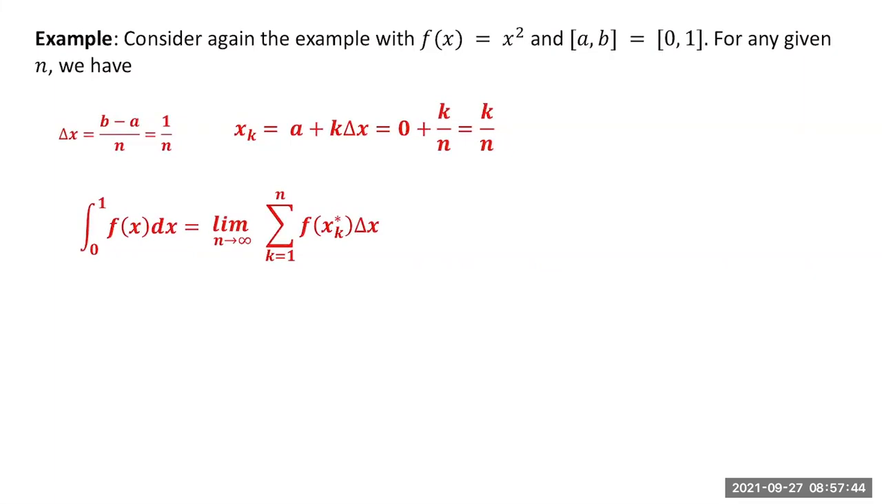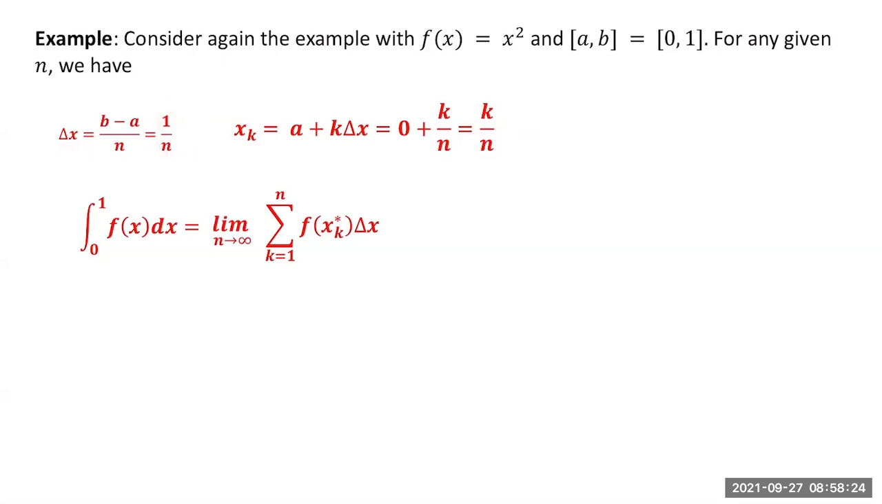For any given n, we know that delta x is always b minus a over n. Your b is 1 in this case, and a is 0, so b minus a is 1 divided by n. Your delta x is 1 over n. And of course, your xk is a plus k times delta x. A is 0 because your left endpoint is 0, plus k times delta x means k divided by n. So we have xk is k over n, and delta x is 1 over n.